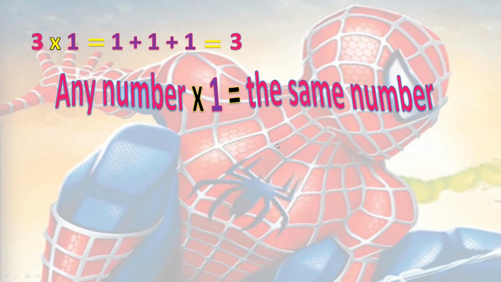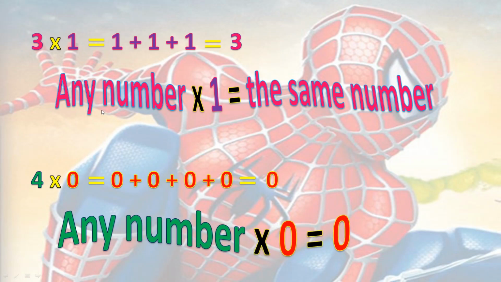What about 4 times 0? That means I repeat number 0 four times. Repeated addition. Like 0 plus 0 plus 0 plus 0 equals 0. Actually, any number times 0 equals 0. 0 is the monster. It eats any number in front of it.